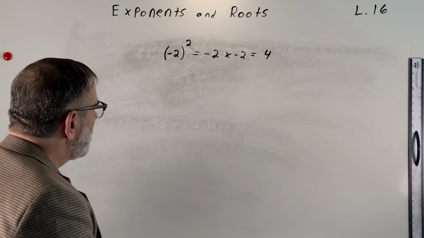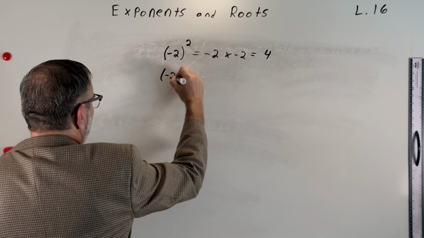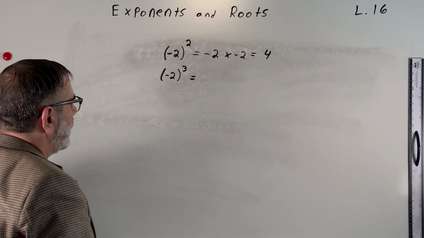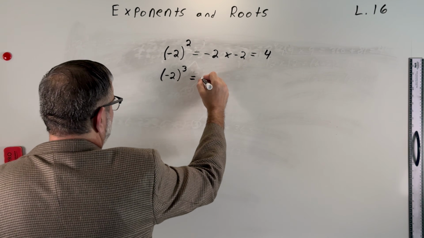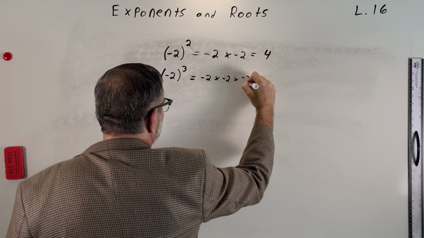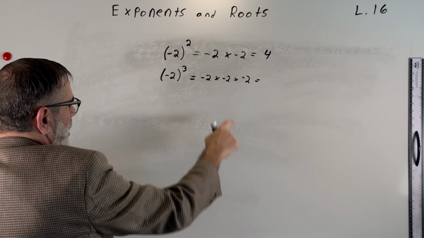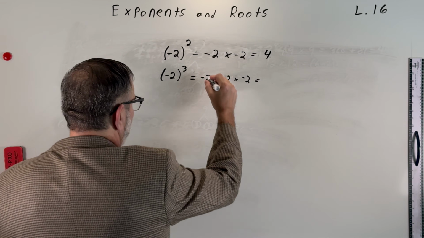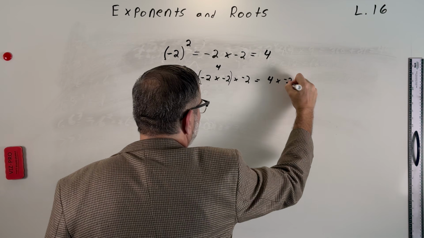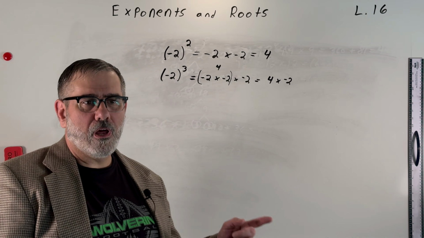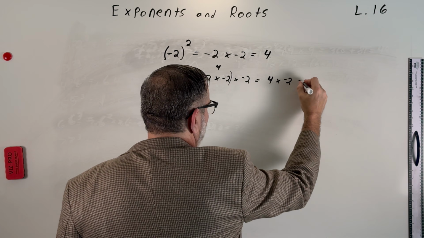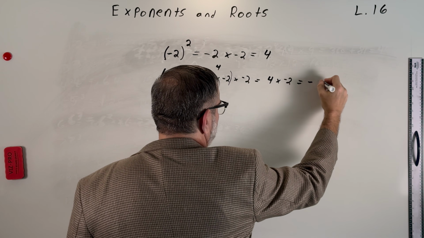What about minus 2 cubed? Well, again, using our definition, that's just repeated multiplication. So that's minus 2 times minus 2 times minus 2. Well, we already know what minus 2 times minus 2 is. We just got that. That was 4, right? So this part here, we can simply write as 4. So we end up with 4 times minus 2. Well, now we have a positive times a negative. What is a positive times a negative? A negative. And what is 4 times 2? 8. So the answer is minus 8.